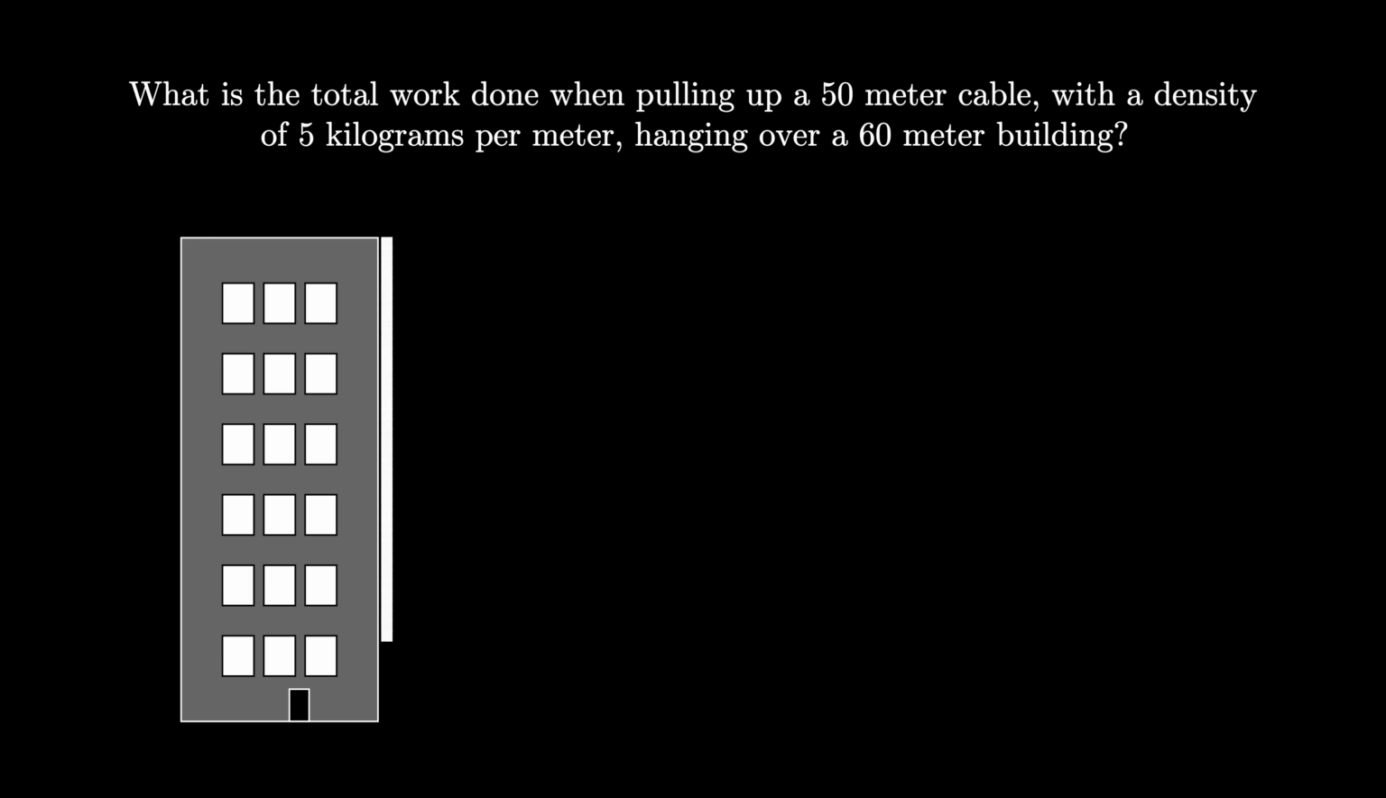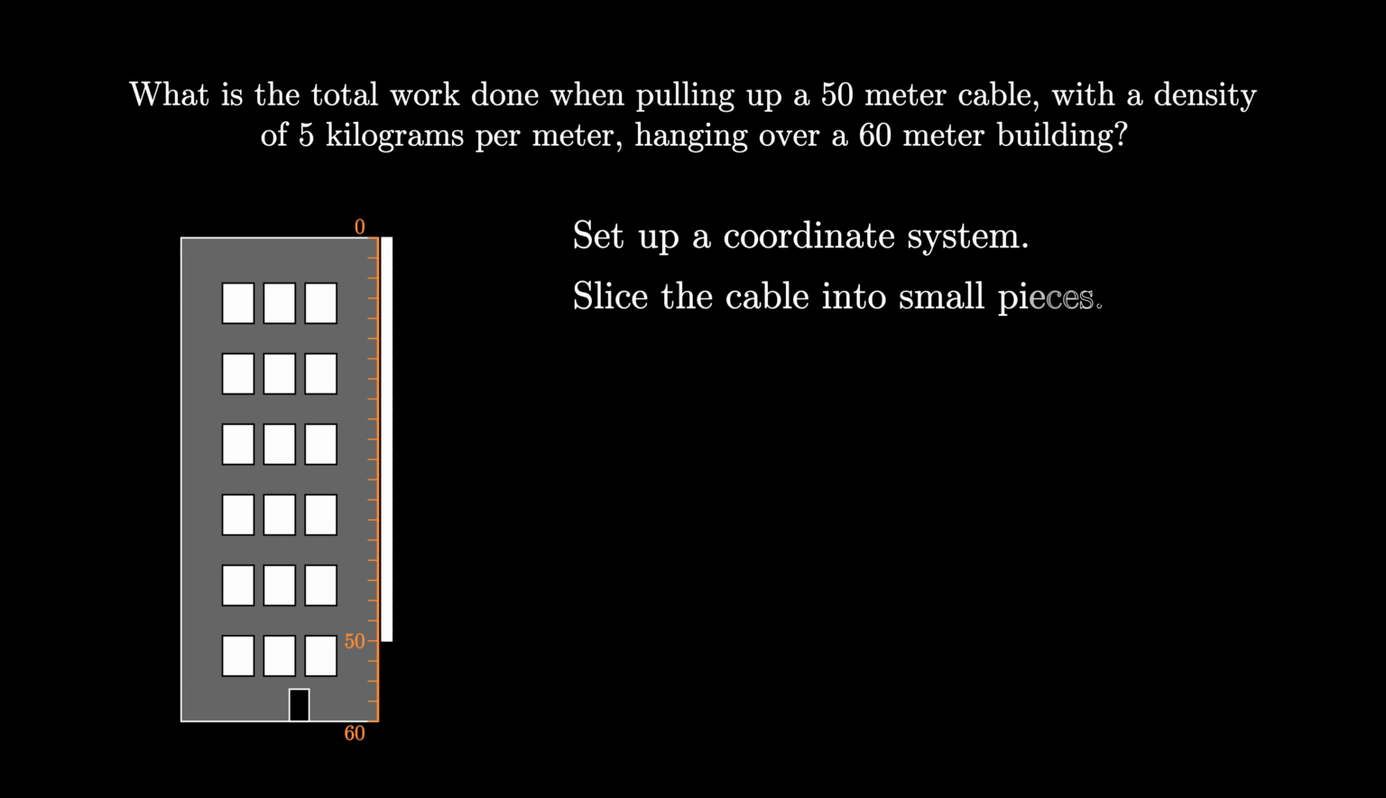To figure this out, we first place a coordinate system on the building. For this problem, we imagine a y-axis with 0 at the top of the building and 60 at the bottom of the building. That means that the end of the cable is at a y-coordinate of 50. Now we slice the cable up into many small pieces. The number of pieces doesn't matter, as we will eventually imagine smaller and smaller such slices.